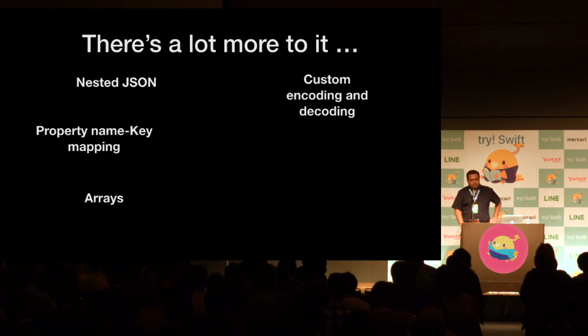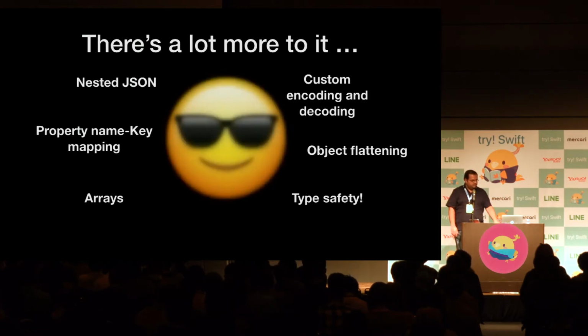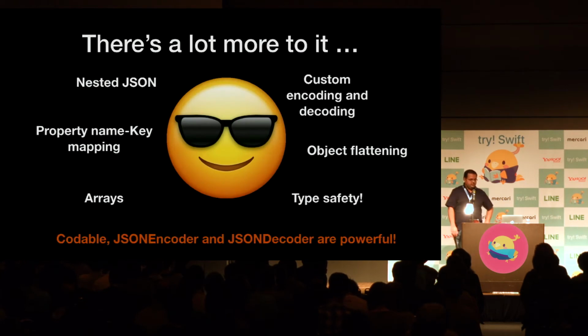If you want to write custom encoding and decoding, say you have a huge JSON string and you want to cherry pick a small part of it, that's also possible by writing custom encoders and decoders. You can flatten objects, basically take a set of fields and have an aggregation instead of those fields. And all this is type safe. So that's the coolest thing about Codable, JSON encoder and JSON decoder. This piece of work is really cool, really powerful.